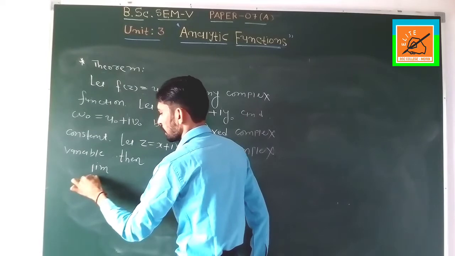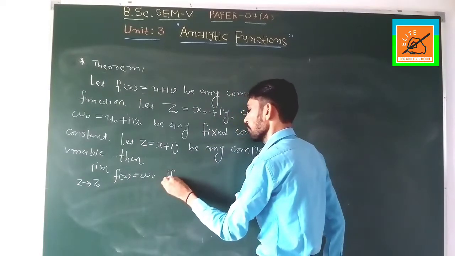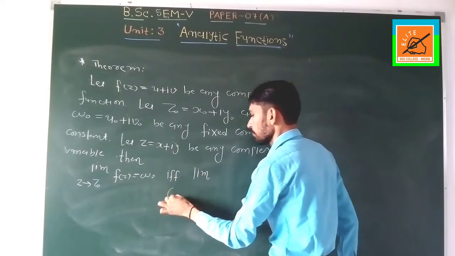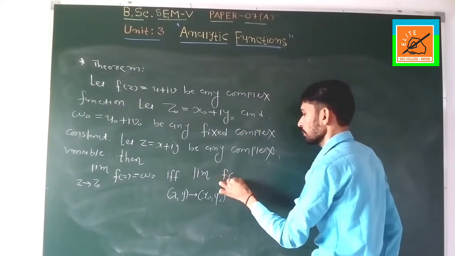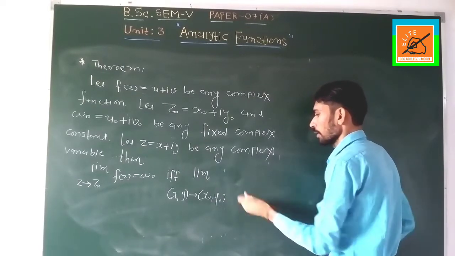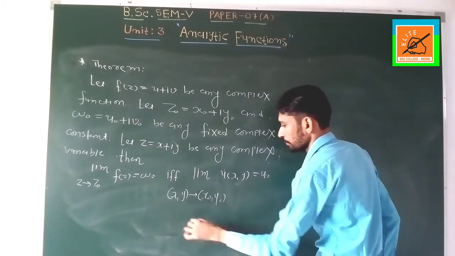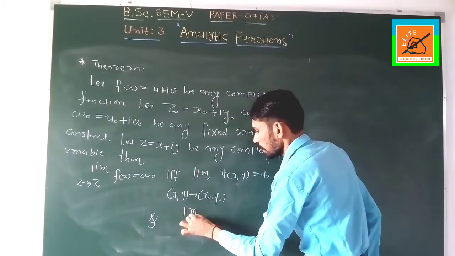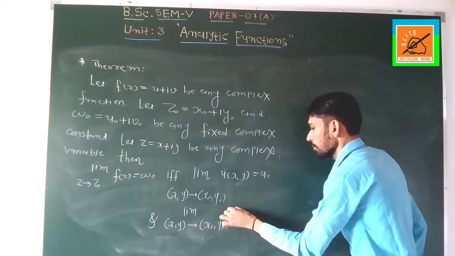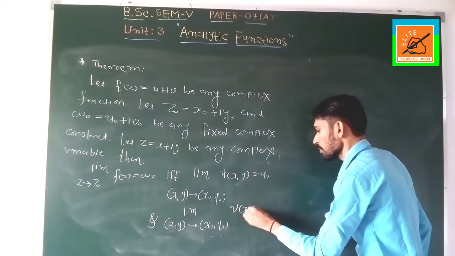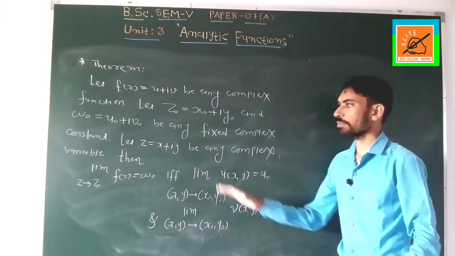limit z tends to z0 of f of z is equal to w0 if and only if limit (x,y) tends to (x0,y0) of u of xy tends to u0 and limit (x,y) tends to (x0,y0) of v of xy tends to v0. So this is the statement of our theorem.